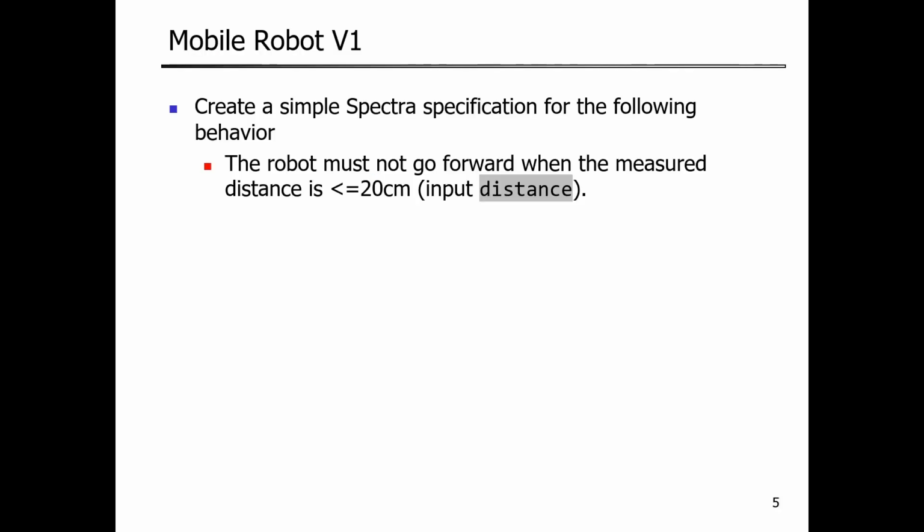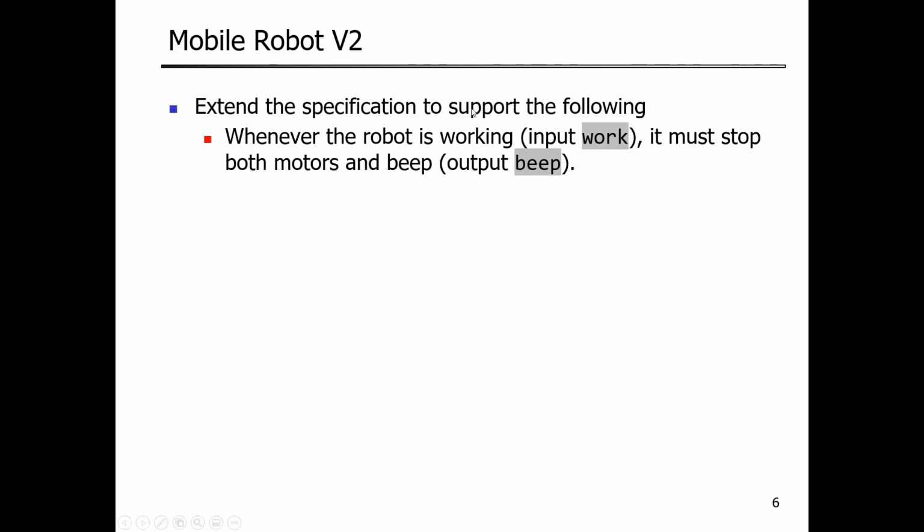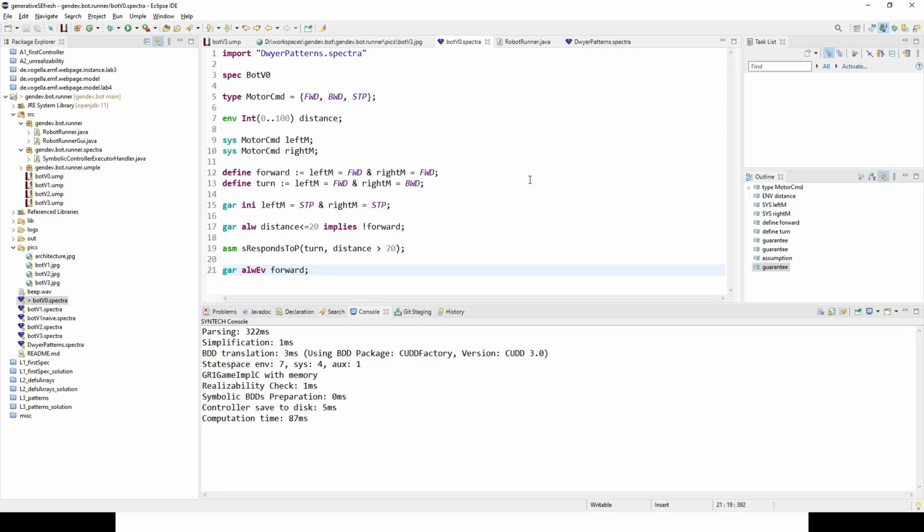Now we can go to the next task where we should extend the specification to do this work again like we had last time. So when the work signal comes, the robot must stop both motors and beep. So there's an output beep. So if we want to write that, how would we write that? Any ideas?